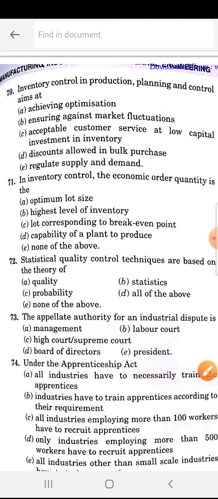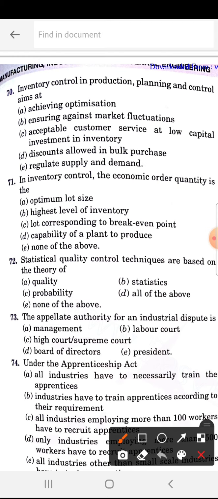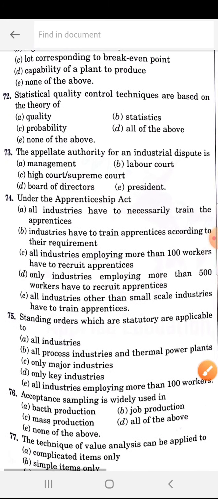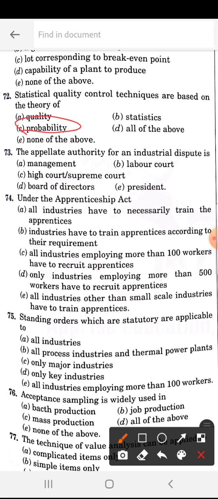Next, 71. In inventory control, the economic order quantity is the optimum lot size. So EOQ is equal to optimum lot size. Next, statistical quality control techniques are based on the theory of, 72 is C, probability. 73. The appellate authority for an industrial dispute is C, High Court or Supreme Court.